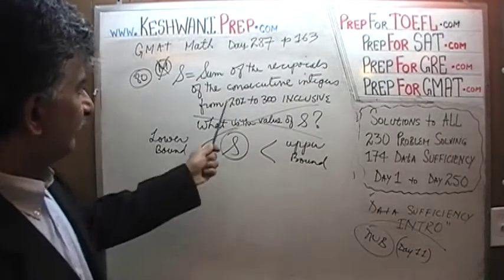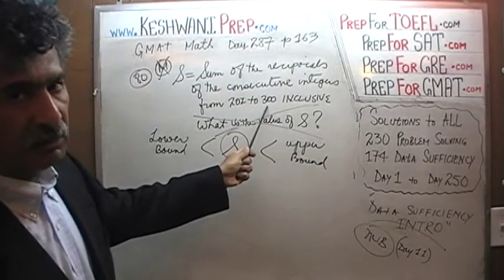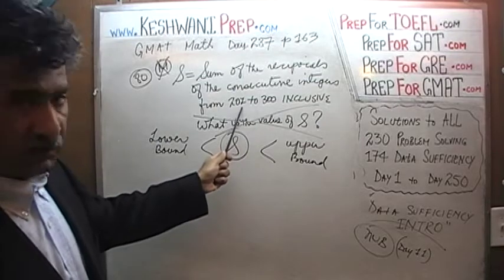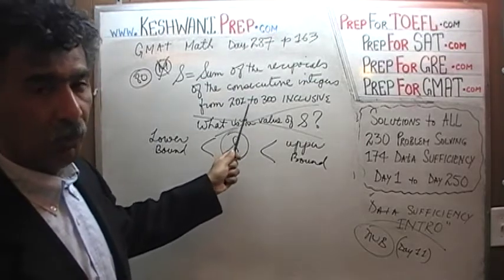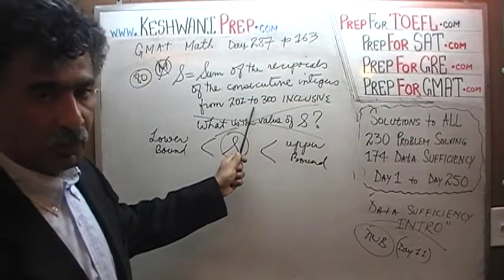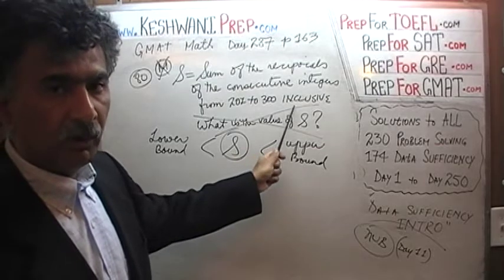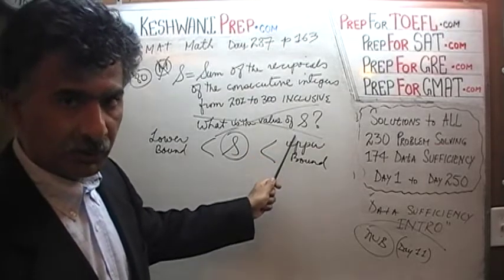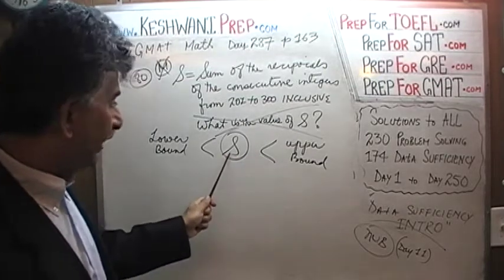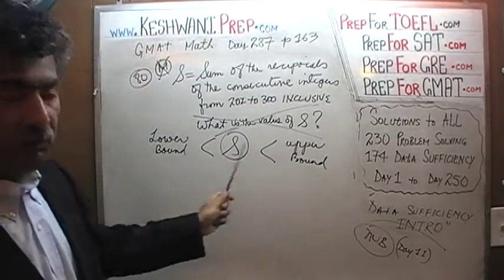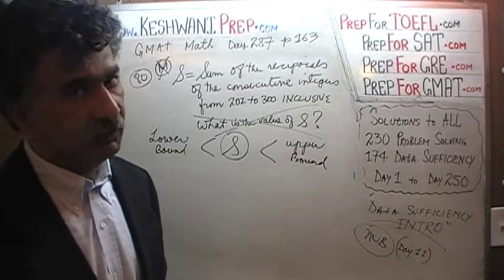The integers 201 through 300 are exactly 100 integers. If you want to take the reciprocal of these numbers and add them up, 1 over 201 plus 1 over 202 plus 1 over 203, and so on, plus 1 over 298 plus 1 over 299 and finally 1 over 300, the sum is going to fall between which two bounds? That's what they're looking for. They're not looking for the exact value. So let's see what we can do.